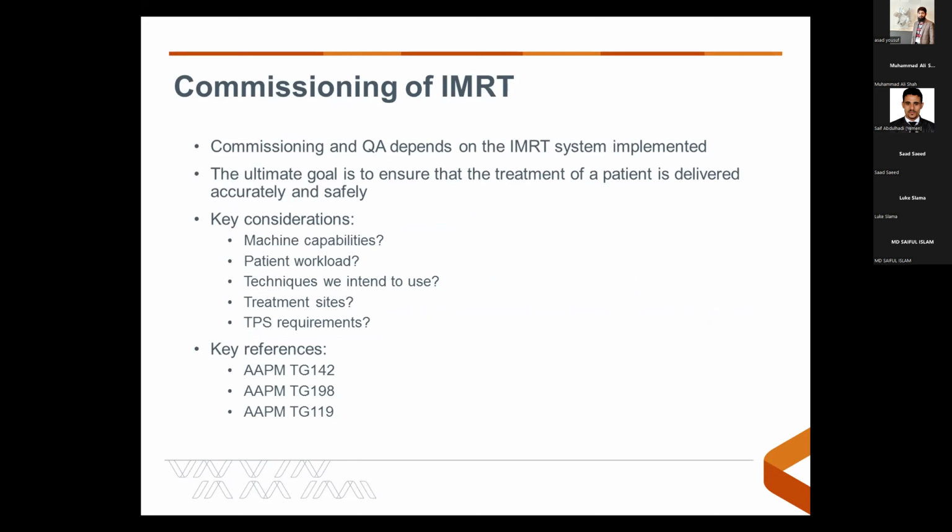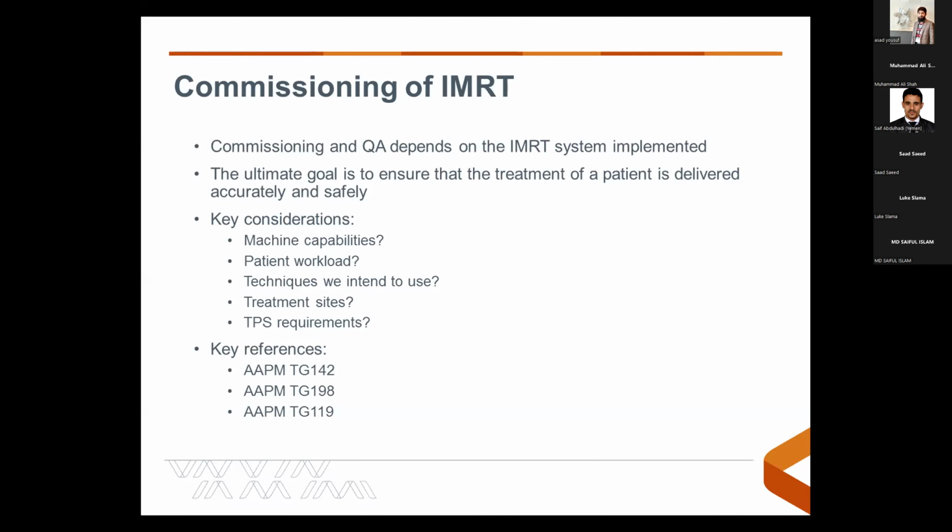For the key considerations, you need to consider what the machine capabilities are, what the patient workload is, what techniques and treatment sites we intend to implement, and what the TPS requirements are for planning data in order to plan these treatments. You should also consider the machine limitations and the treatment planning system limitations as well.